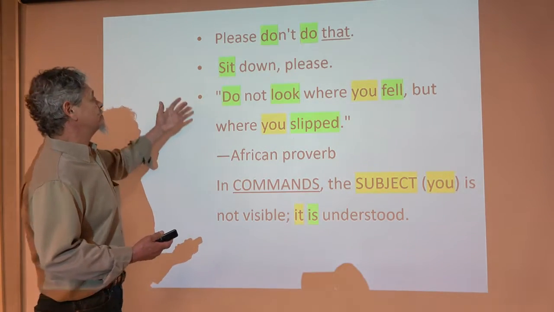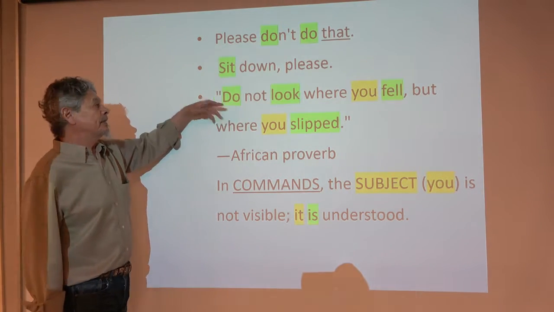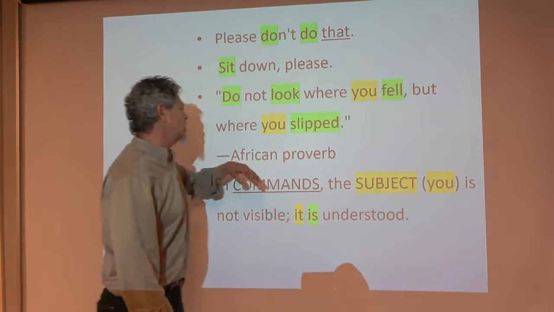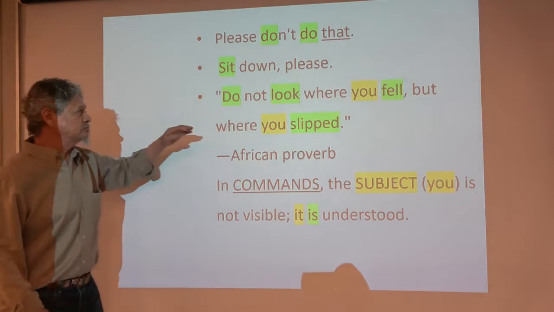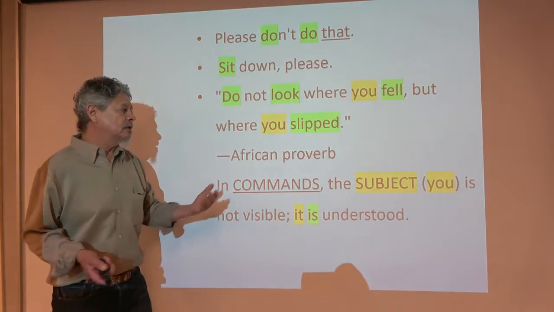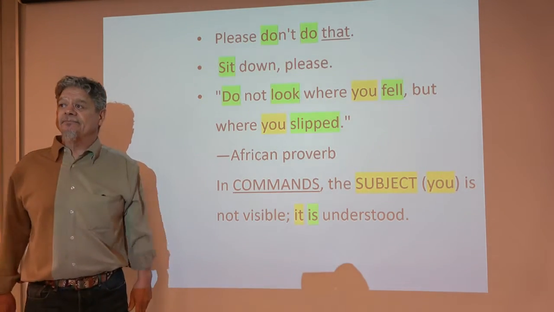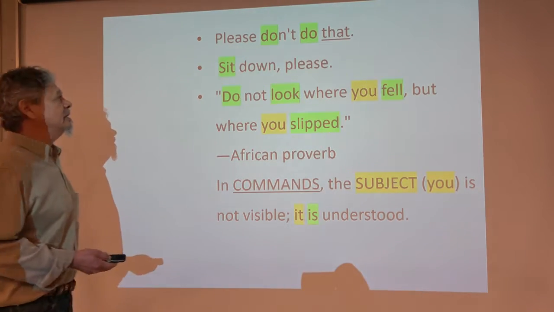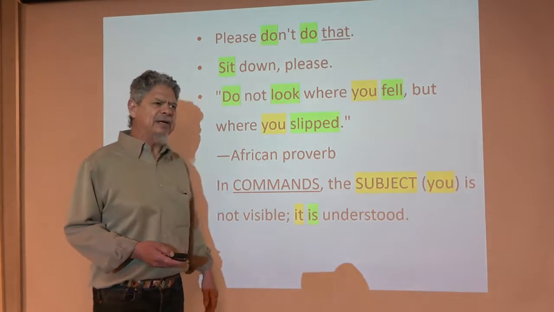Okay? So, this is a command because it says don't look. And so, this is a subordinating conjunction, where you fell, but where you slipped. 2 subordinating conjunctions. I should have colored them. And in commands, we hope you remember, the subject is not visible. But it's understood. The subject, you. Very good. So they have periods at the end. We call it end punctuation.